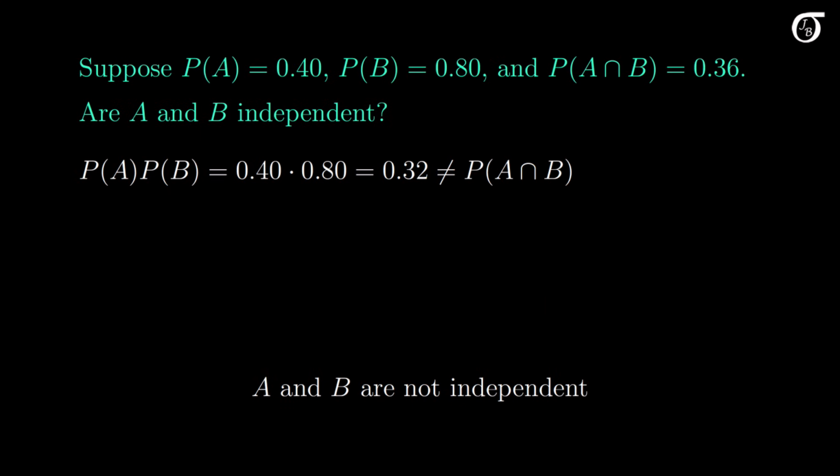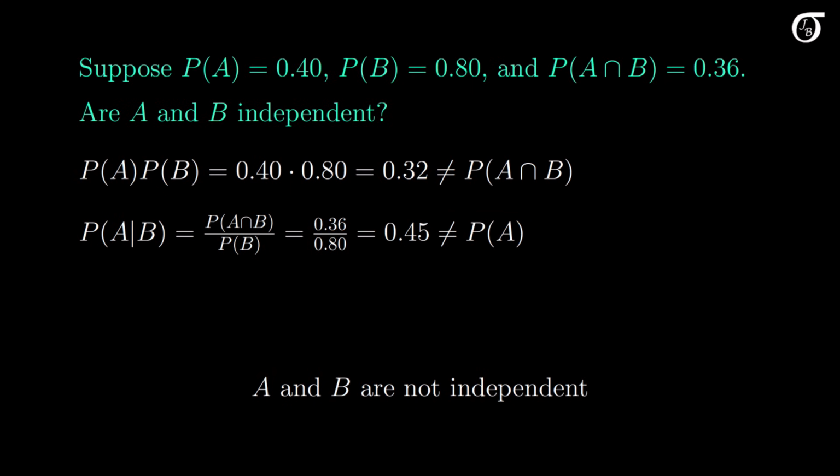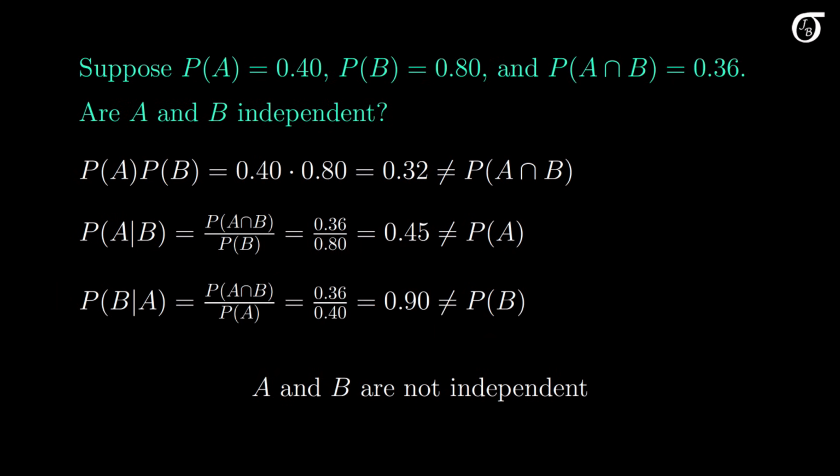We've answered the question as posed, but if we were to calculate the conditional probabilities here, we'd find that the probability of A given B is 0.45. So the knowledge that B has occurred has increased the probability of A. The probability of B given A is 0.9, and so the knowledge that A has occurred has increased the probability of B. Note that these conditional probabilities are both greater than the unconditional probabilities. When A and B are not independent, then these conditional probabilities will either both be greater than the unconditional probabilities or both be less than the unconditional probabilities.